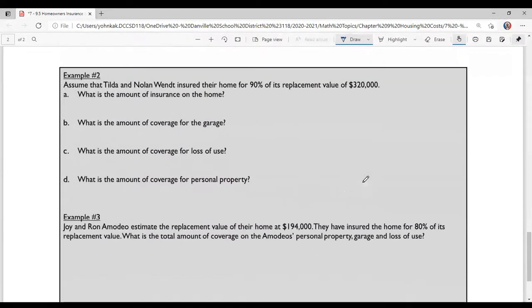Okay, so let's try number 2. Assume that Tilda and Nolan Went insured their home for 90% of its replacement value of $320,000. What is the amount of insurance on the home? Part A. Well, to find the total amount of insurance, you take the replacement value of the house and you multiply it by the insured percentage, which is 90%. So the Wents are going to have a total insurance of $288,000.